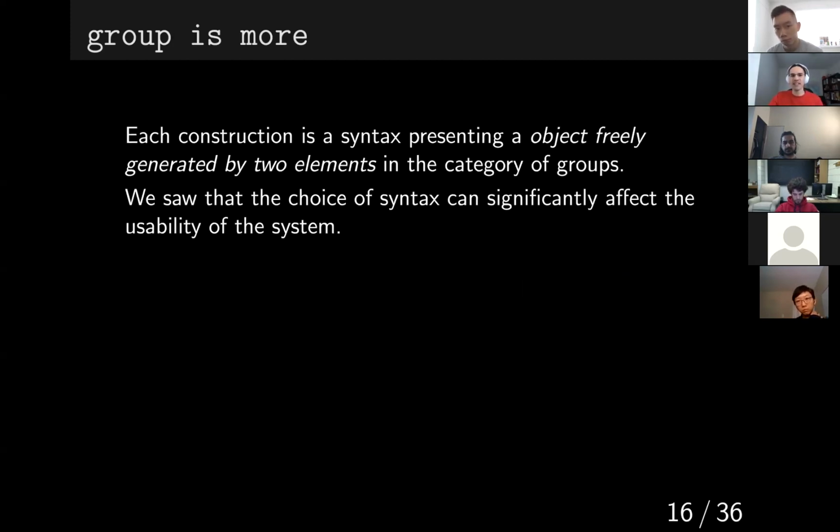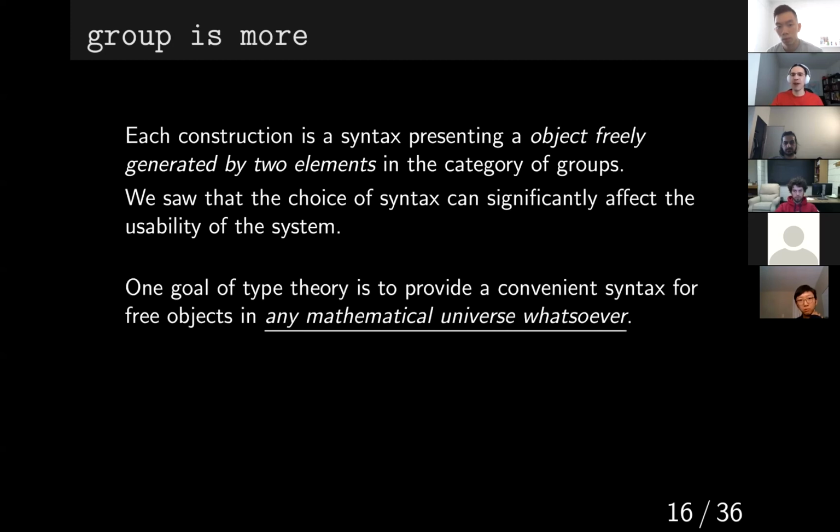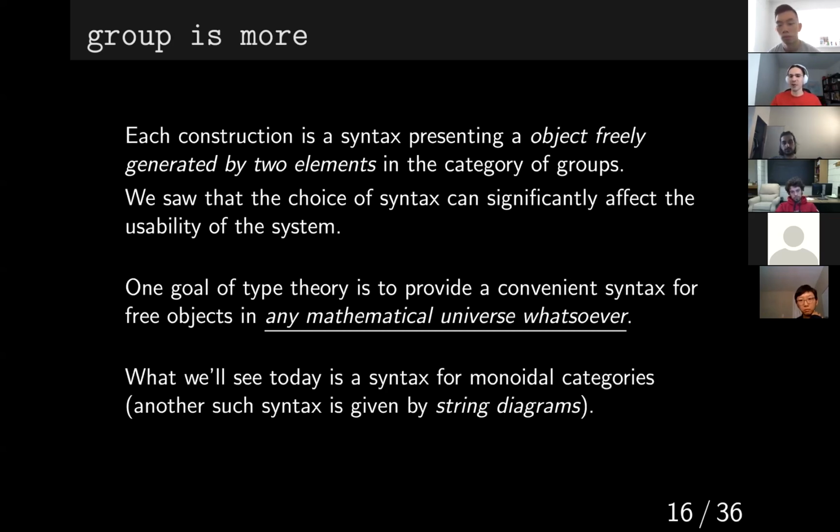Now, what is type theory, in a sense? Well, one of the goals of type theory is to provide a convenient syntax for free objects in any mathematical universe whatsoever. What we're going to see in today's talk is, in fact, such a syntax for monoidal categories. And this syntax is actually going to have equivalent expressive power to string diagrams. But that's just a tangential thing.